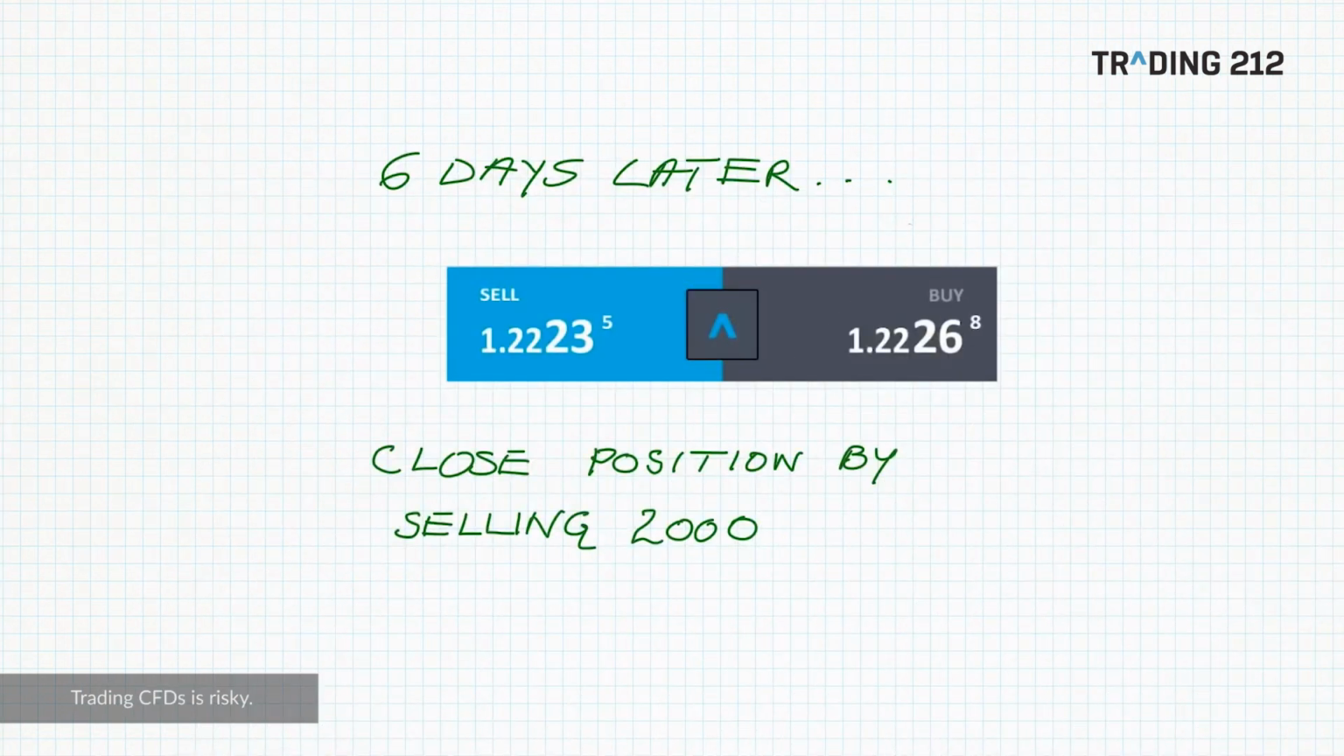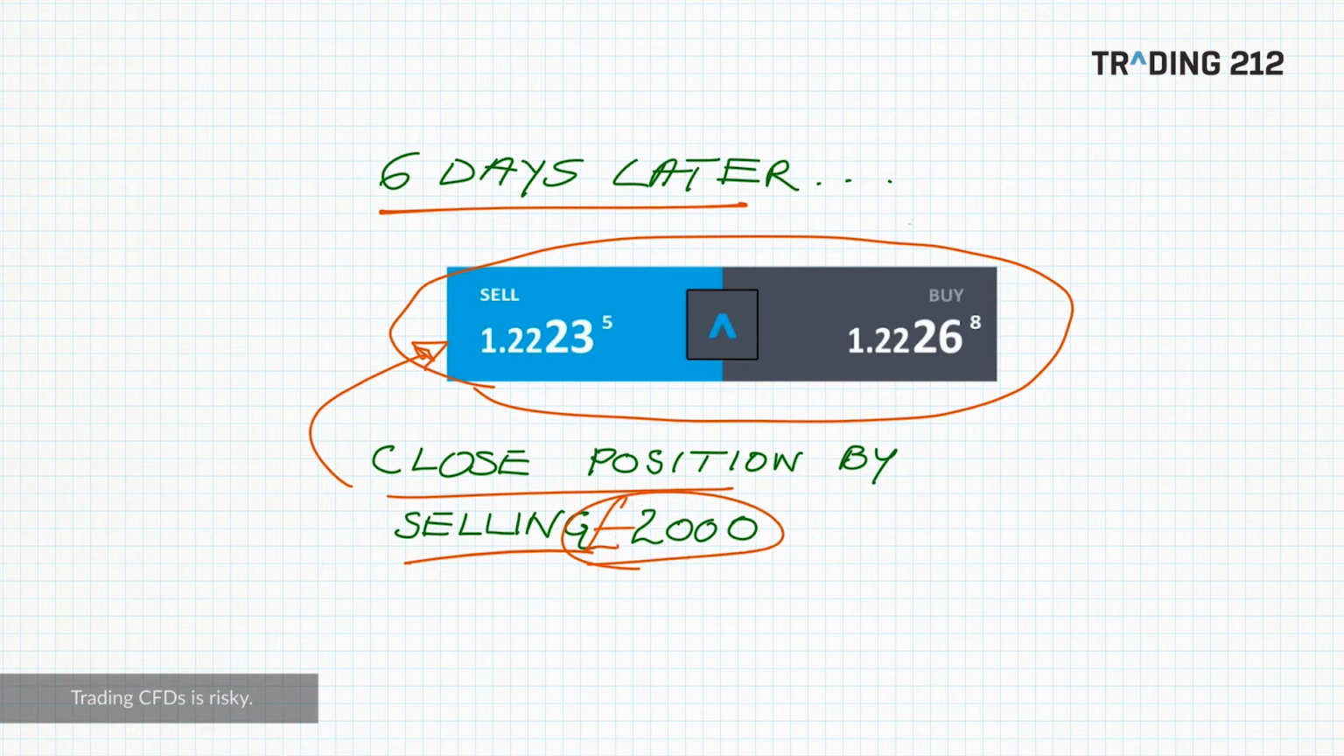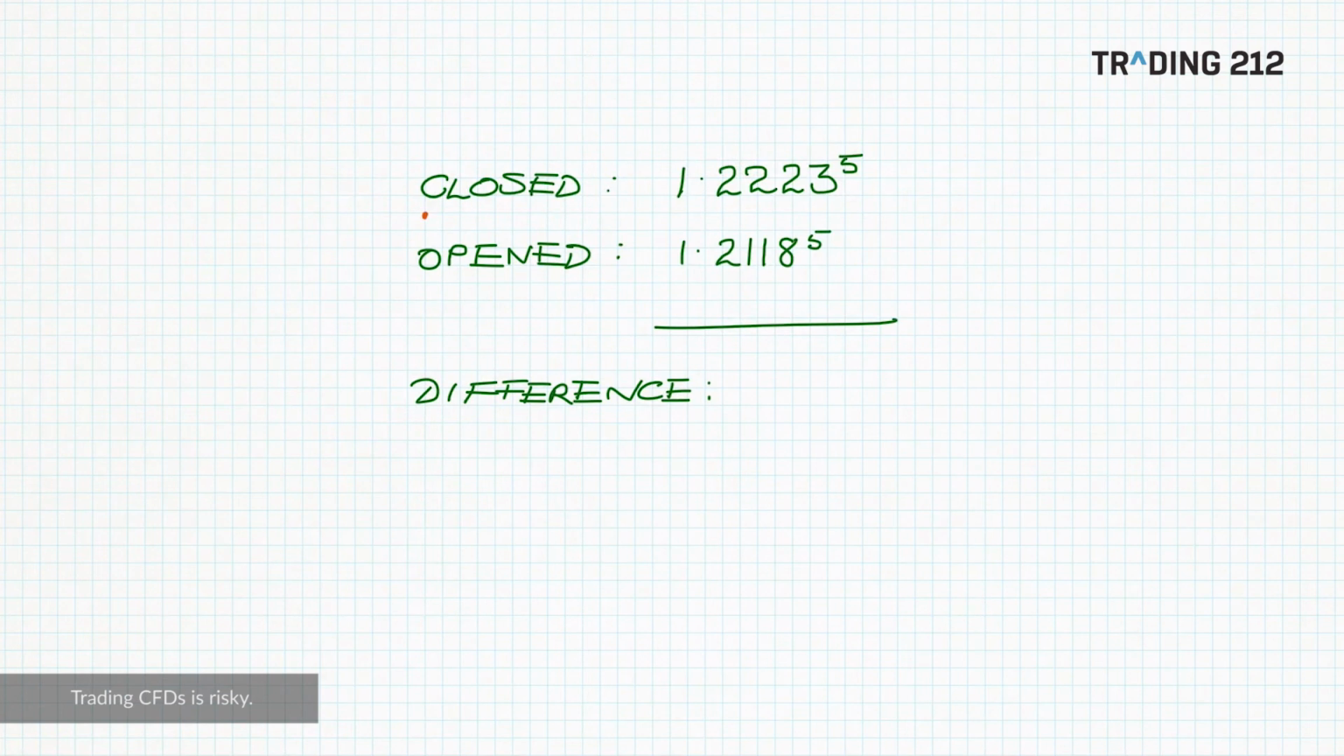And let's now say that 6 days later, the price has changed, and this is what the bid offer is looking like. So you decide to close your position. You do that by selling at the bid. You sell 2,000 pounds to close your position, the same size as you have open. So you sell 2,000 pounds at 1.22235 to close. So as we just said, our closing level is 1.22235.